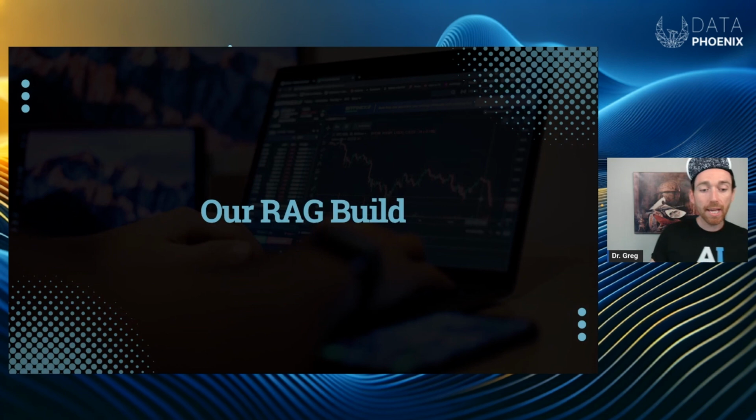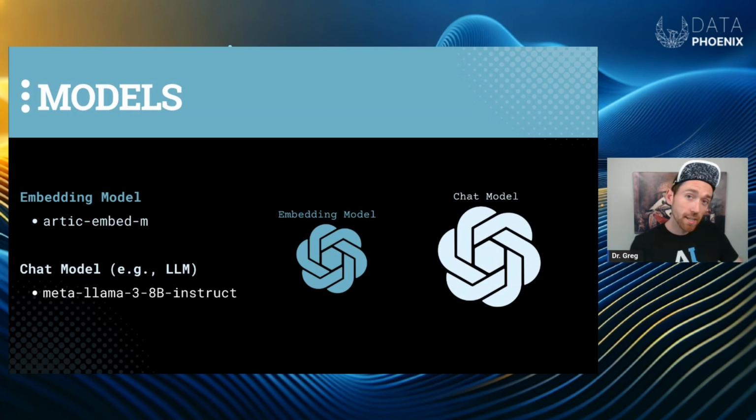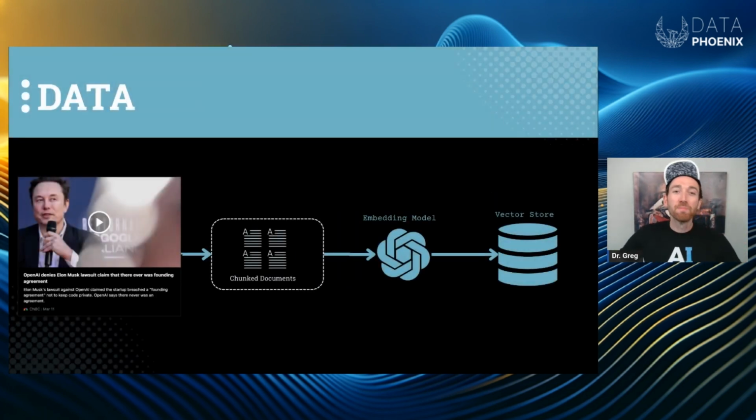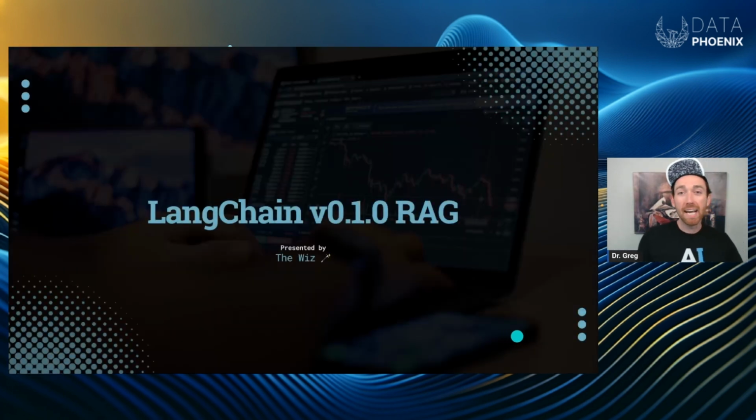So our build today is going to be using open source models, the latest and greatest, of course, including Arctic Embed Medium from Snowflake and Meta's Llama 3 8 billion instruct model. We're going to do a fun kind of application today. If you guys have seen the Elon Musk OpenAI lawsuit, what we're going to do is build a quick RAG system to be able to ask questions against this bad boy to see what's going on with Elon and OpenAI. And for that, we go over to Chris the Wiz to show us how to get set up. Wiz, over to you.